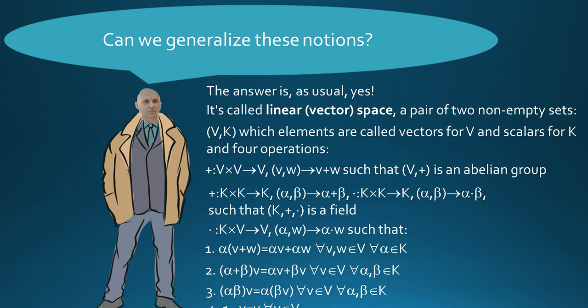denoted also with multiply, defined by the Cartesian product K multiplied by V with values in V, such that 1. alpha multiplied by (v plus w) equals alpha v plus alpha w, 2. (alpha plus beta) multiplied by v equals alpha v plus beta v, 3. (alpha beta) multiplied by v equals alpha multiplied by (beta v), 4. 1_K, where 1 is the neutral element for the multiplying in K, multiplied by v equals v for any v.